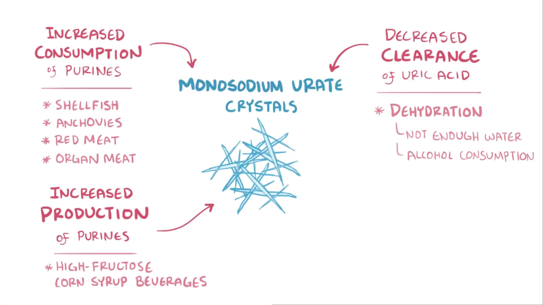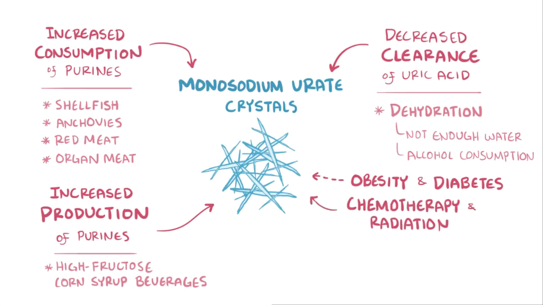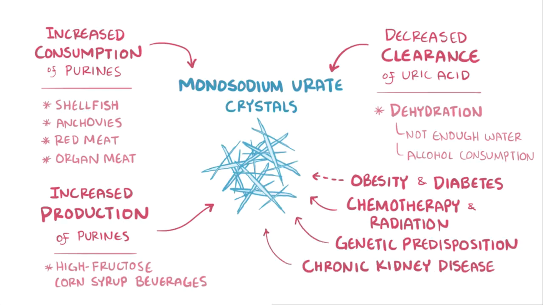Regularly eating these kinds of foods can also lead to obesity and diabetes, both of which are risk factors for gout. Hyperuricemia can also develop as a result of chemotherapy or radiation treatment, since cells die at a faster than normal rate. Also, some individuals have a genetic predisposition to overproduction of uric acid, while others with chronic kidney disease may be unable to excrete the uric acid. Finally, there are some medications like thiazide diuretics and aspirin, which can also increase the levels of uric acid and therefore the risk of gout.